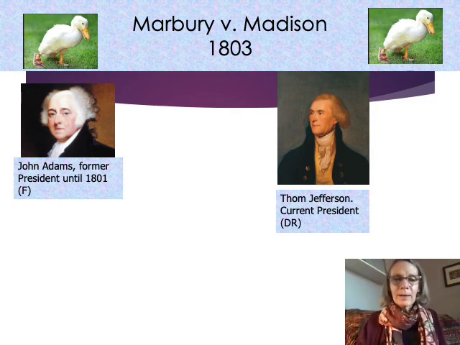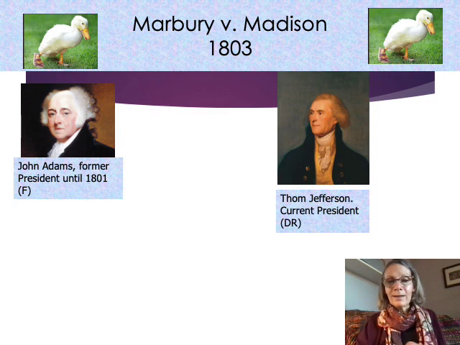But John Adams and the Federalists, they weren't going quietly into the sunset. John Adams and the Federalist Congress were lame ducks. They lost the election, but they still had some time to do some mischief, and they did some mischief. And what John Adams and the Federalist Congress did is they were like, you know what?